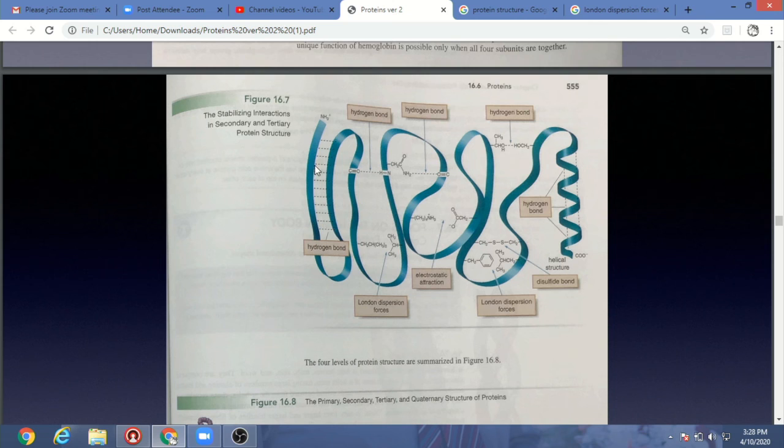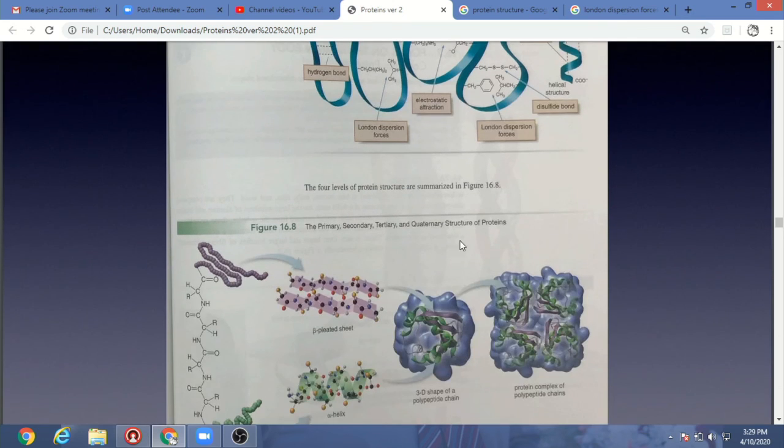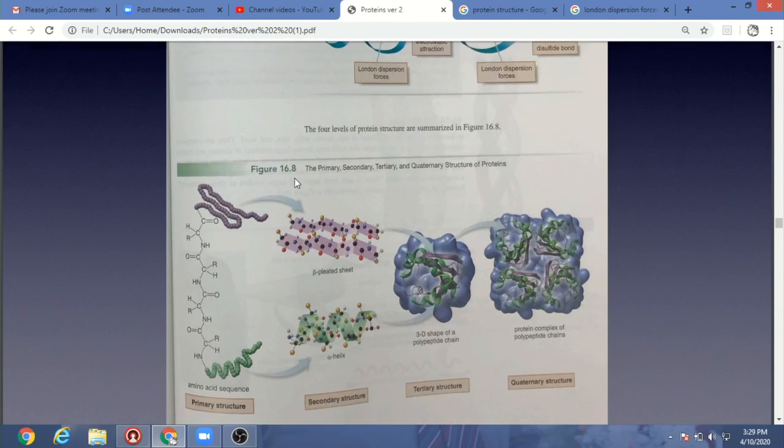And then you have hydrogen bonds again that can form these pleated sheets. You have hydrogen bonds that can contribute to this alpha helix. Remember the helical structure? Then you have disulfide bonds that are actually covalent bonds that can literally make this thing wrap all the way around and connect right there. That's strong. You're not going to undo that. And so the four levels of protein structure are summarized in figure 16.8 down here. This is a nice picture to study.